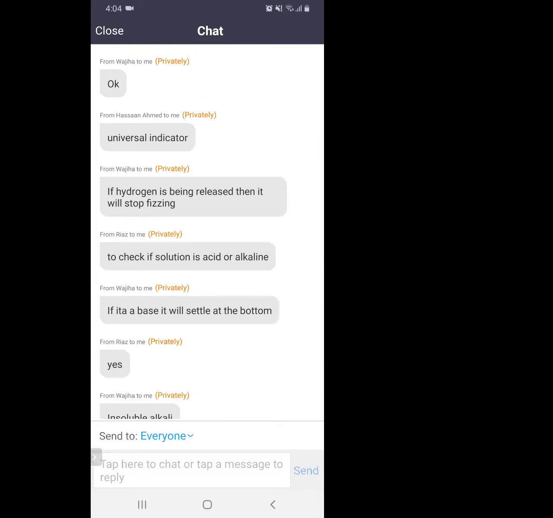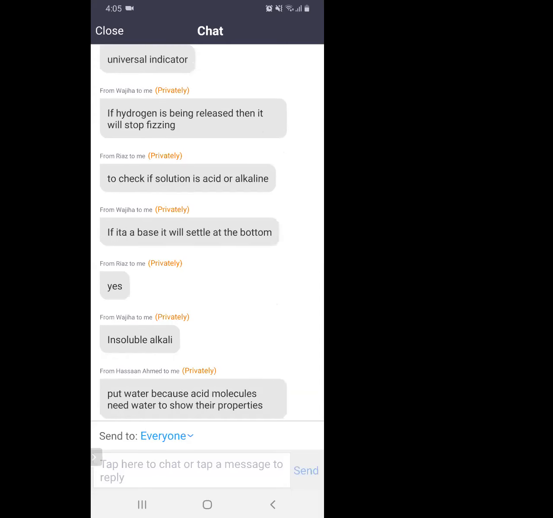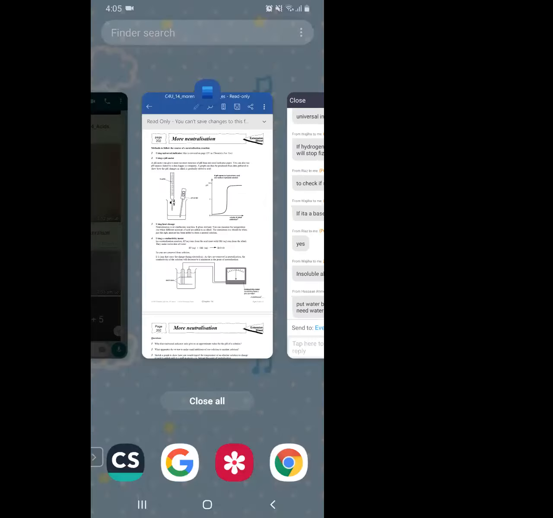Second is to observe the bubbles, when the bubbles stop forming, whether hydrogen or carbon dioxide. And the third is to use a base, okay? Because a base is insoluble, when it stops reacting, because it does not dissolve, it will settle at the bottom. Yes, of course, nothing is without water. All the reactions require water.